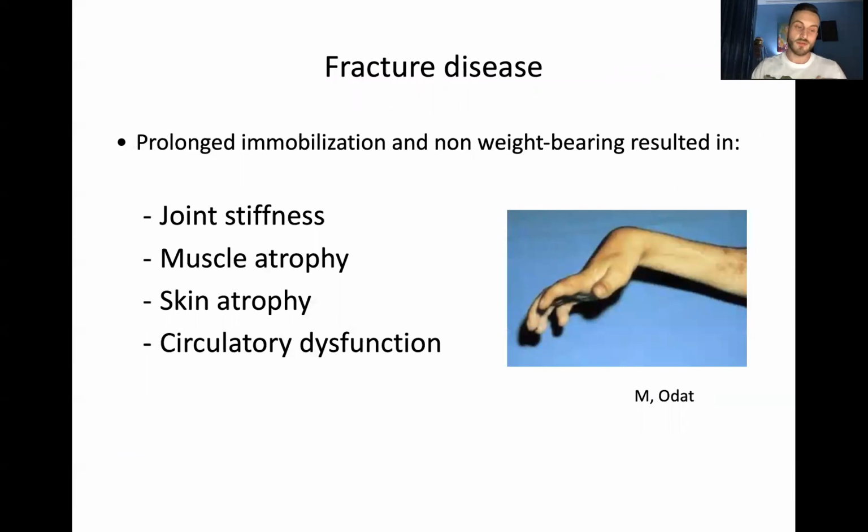The problem is that we have something called fracture disease. Okay, we have a fracture. What will happen to the limb if the fracture is there? There will be joint stiffness because there is pain. The patient cannot move the joint, so there will be stiffness. There will be wasting of the muscles, skin atrophy, and sometimes circulatory dysfunction.